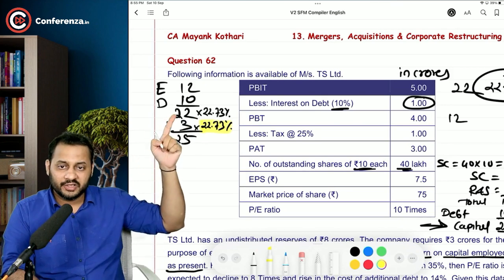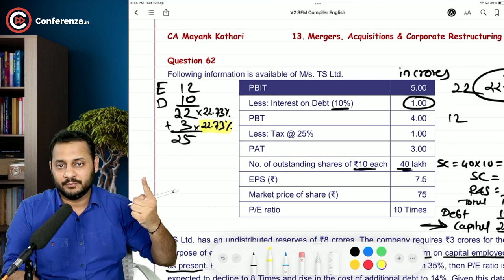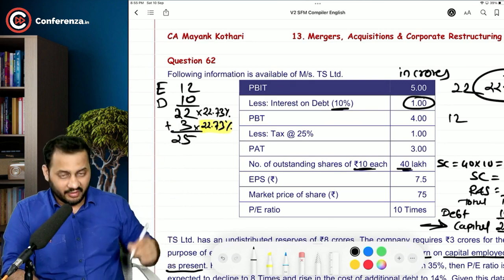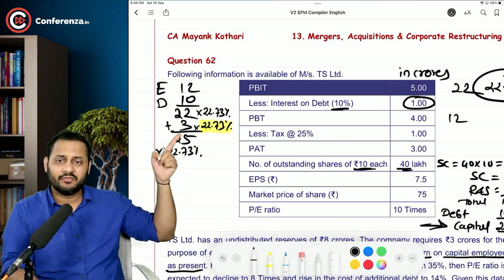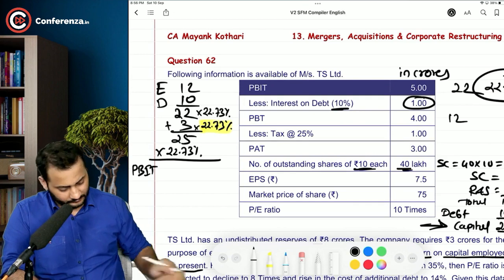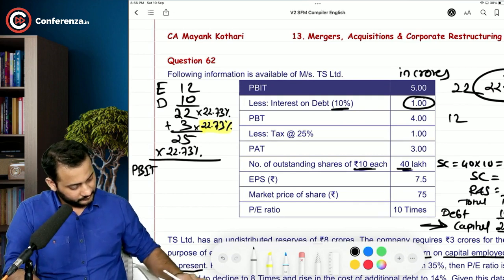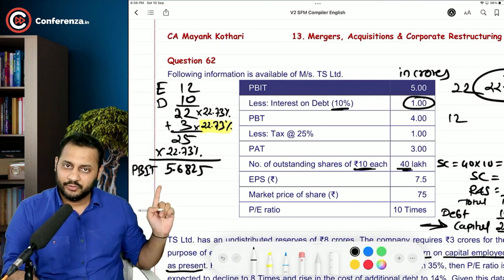So if the percentage of earning on both is the same, what will be the new PBIT? New PBIT after raising 3 crore will be 22.73% of 25 crore. The new PBIT is 5.6825. Are you okay with this?